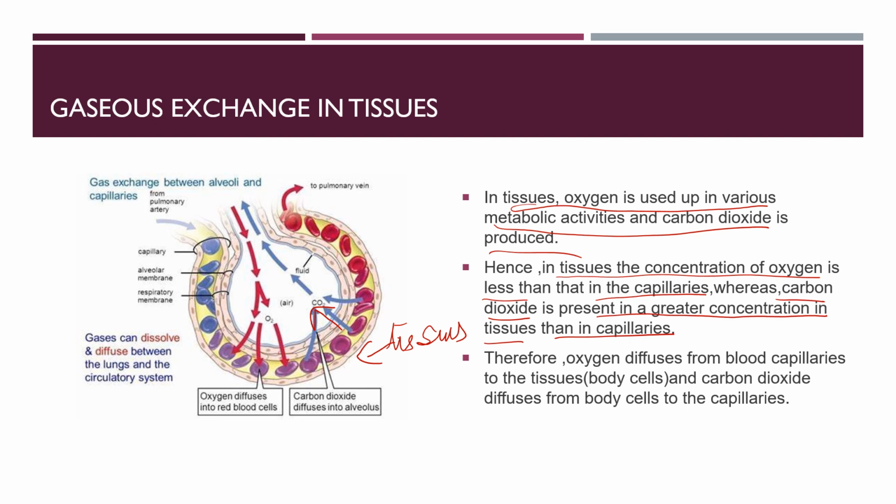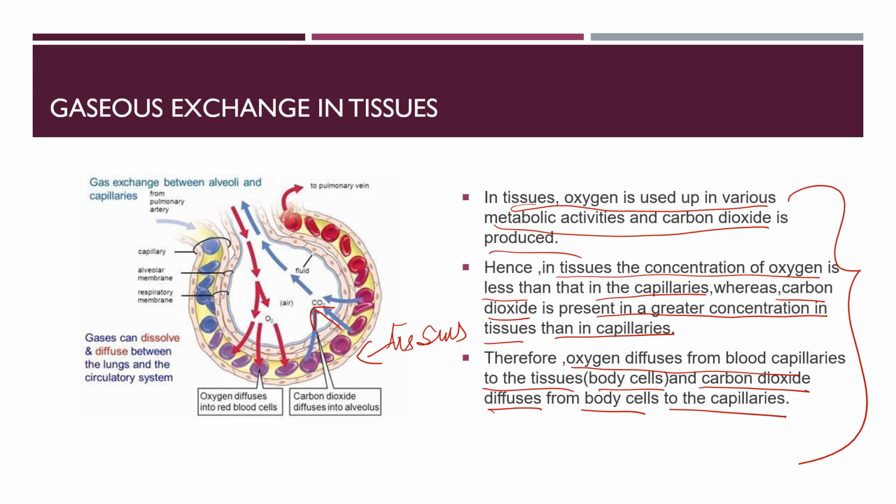Is it clear? Therefore oxygen is diffusing from the blood capillaries to the tissues and body cells, and carbon dioxide is diffusing from the body cells to the capillaries. So this is what is happening in the gaseous exchange between the tissues and the lungs and the alveoli.